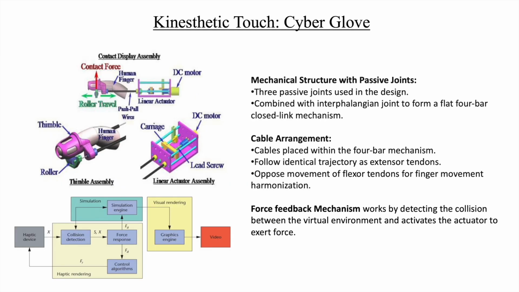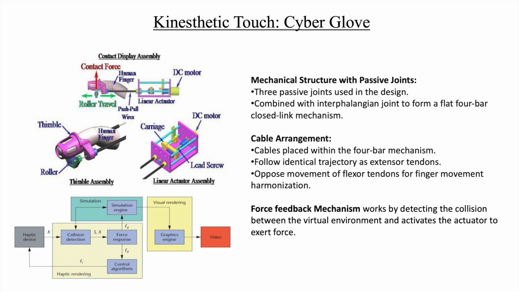The kinesthetic touch. Both of the above examples were related to tactile touch. Now what we want to understand is how to transfer this touch to our joints or muscles. So this is a glove that was developed a few years back, known as the cyber glove. This cyber glove has three passive joints, and they are arranged in a 4-bar mechanism. A 4-bar mechanism uses 4 bars that are arranged in a loop. Here, instead of bars, we use cables, and these cables are attached to a linear actuator. This linear actuator is controlled using a DC motor equipped with a rotary encoder.